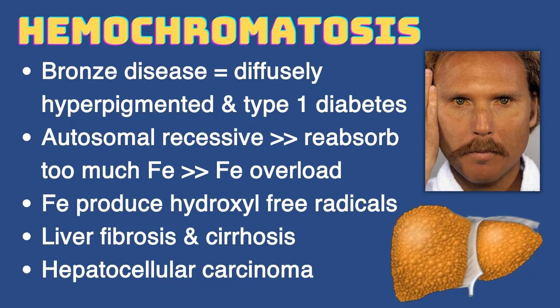Now, that's a genetic disease, autosomal recessive. And what happens is instead of reabsorbing only 10 to 15% of iron from the food you eat each day, you reabsorb 100% of it. Okay, now the target organ for hemochromatosis is the liver. Remember we said that whenever iron goes into cells, it produces hydroxyl free radicals. So iron itself doesn't damage anything, it's the free radicals it produces. In fact, it's called the Fenton reaction, which you don't need to know.